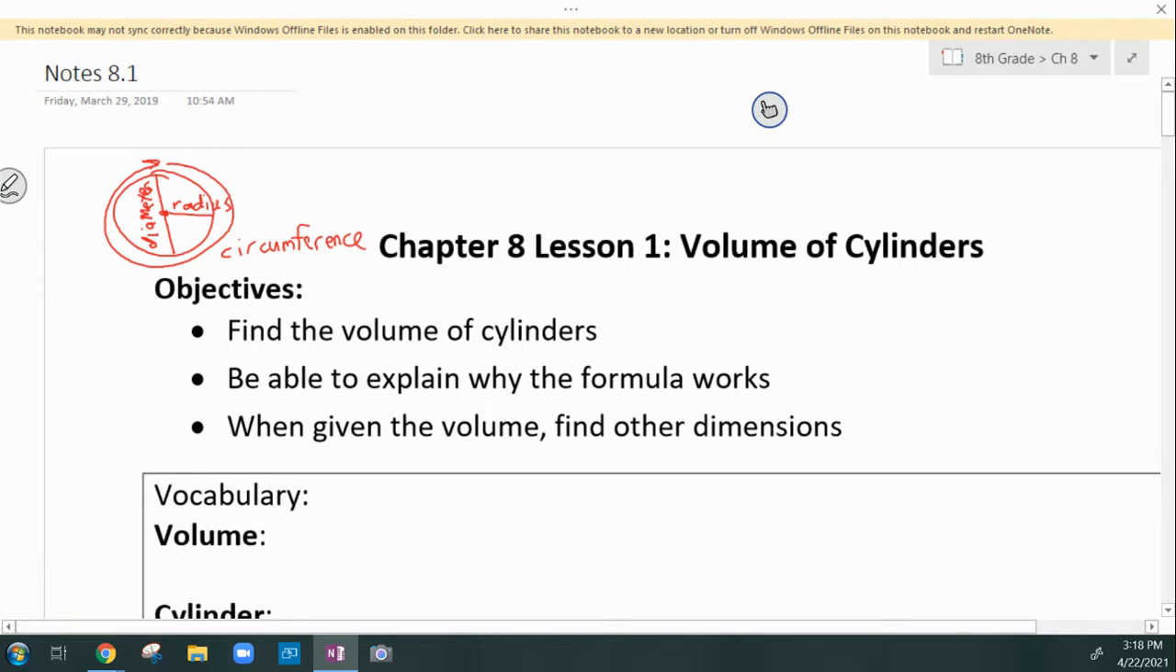We are focusing primarily with radius, but also you have to know that the radius is always half of the diameter. So if they give you a problem and they say, oh, here's the diameter, you're going to need to find the radius because our formulas all have to do with radius.